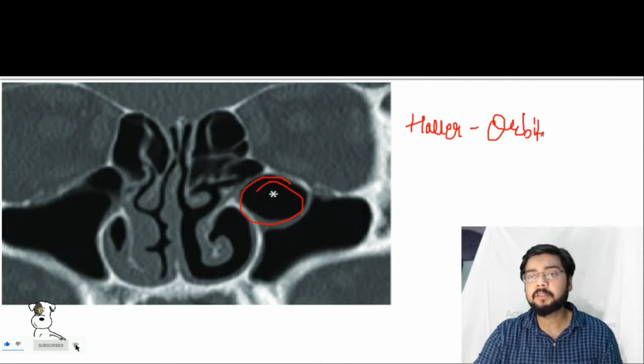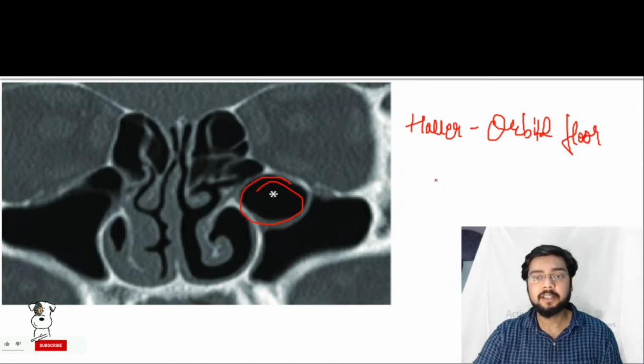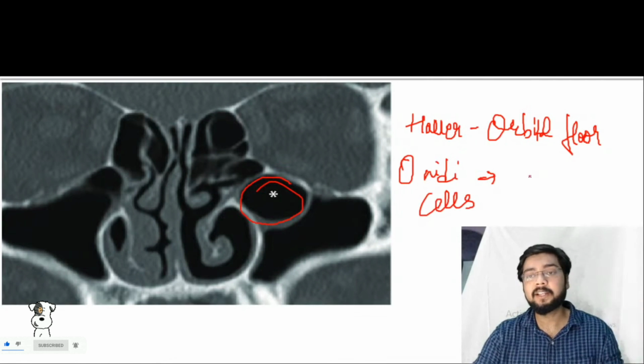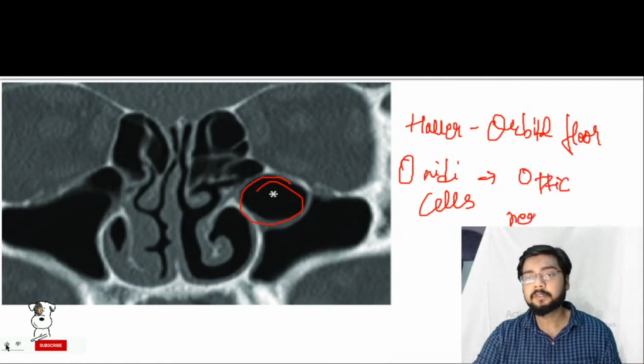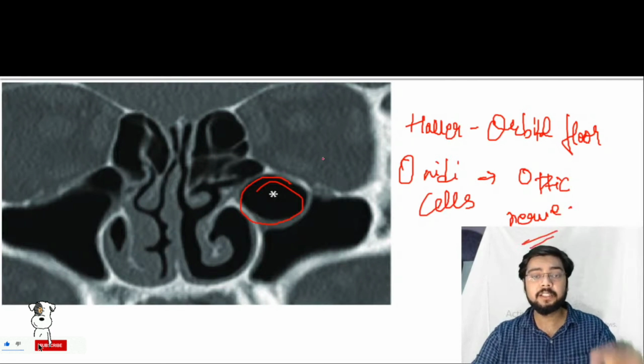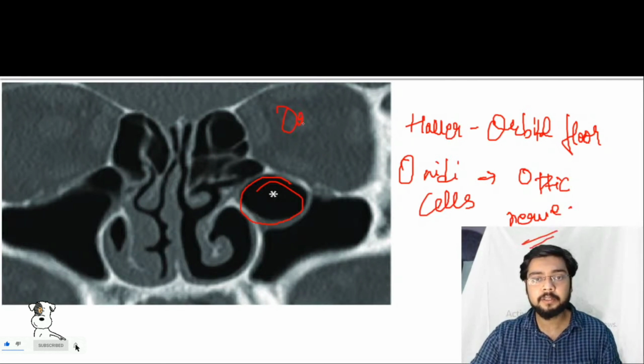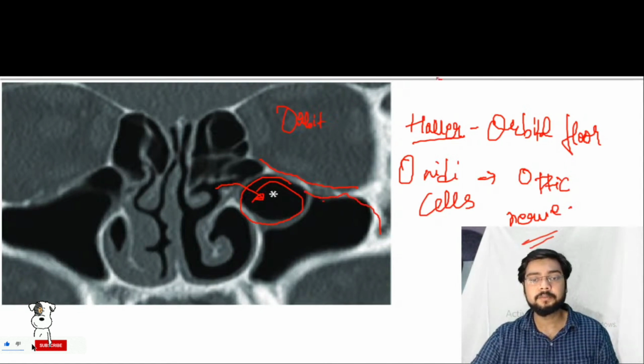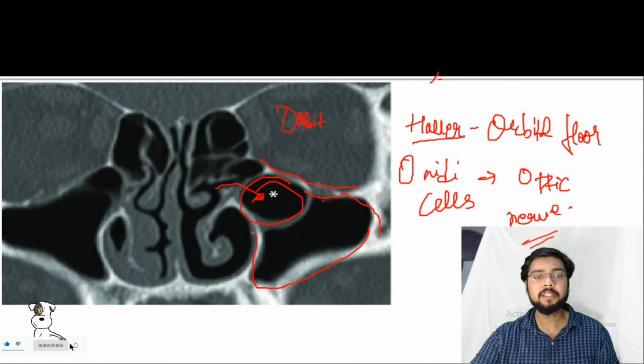So just remember, orbital floor, if it is related, this is Haller cell, and if it is related to the optic nerve, it will be Onodi cell. So these two cells are again important for your coming NEET PG. That's why I discussed, if it is related to optic nerve, it will be Onodi cell. If it is related to orbital floor, so this is your orbit, right? And if you see, this is your orbital floor. This is your maxillary sinus. So what is the importance of Haller cell? Haller cell is closing the drainage of maxillary sinus. That is why it is important to open this Haller cell and maintain the maxillary sinus drainage. This is your maxillary sinus, right?